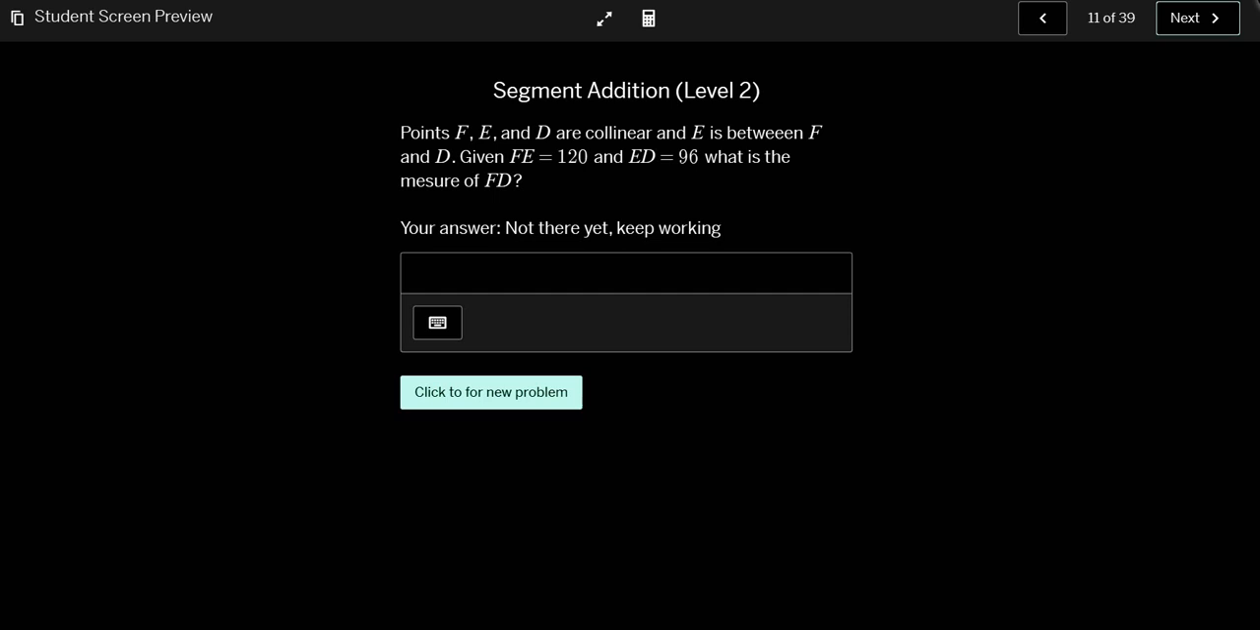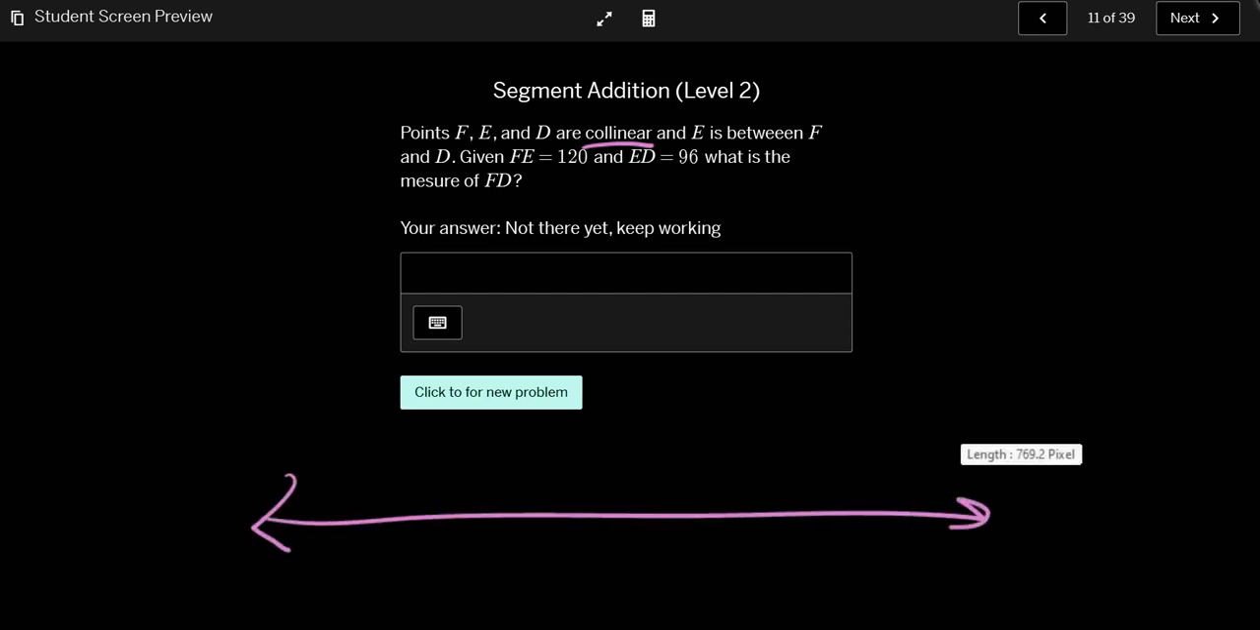But we have a word explanation for what's going on. So F, E, and D are collinear. What that tells us is that these three letters, these three points, are on the same line because they're collinear. So the first thing we do is we draw a line. And we're told that E is between F and D. So the middle point has to be E, meaning these other two are F and D. Doesn't matter where F and D go, they just have to be on the outsides of E.